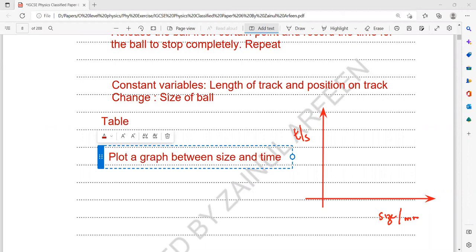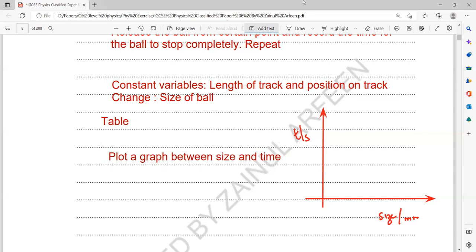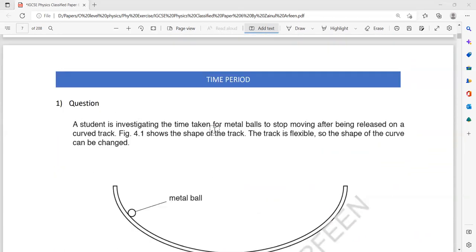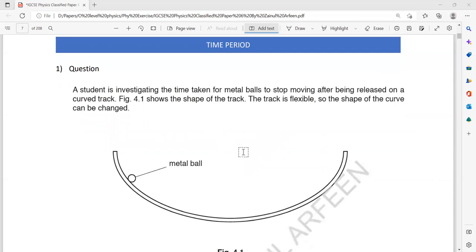If you are making a graph, just label the axes, the x-axis and y-axis, but don't draw anything. You don't have to draw any shape of the graph. You just label the x-axis and the y-axis. So this was question 1 from the exercise, ATP time period topic.